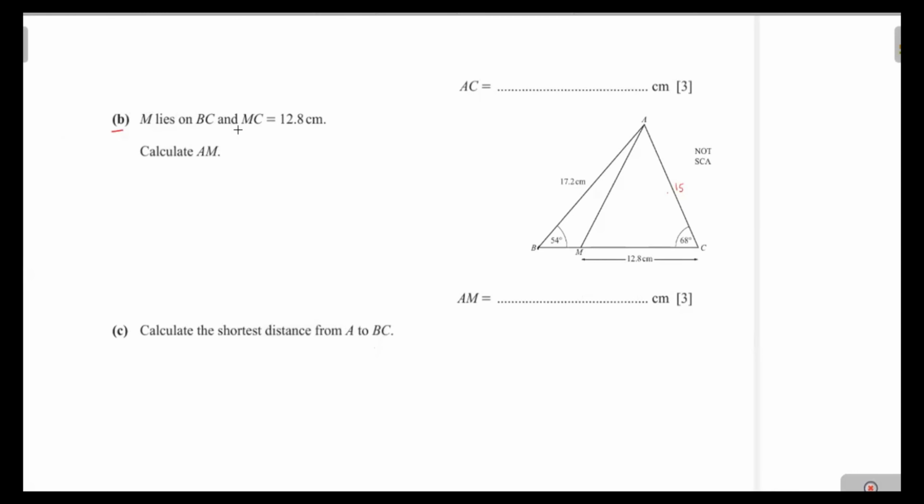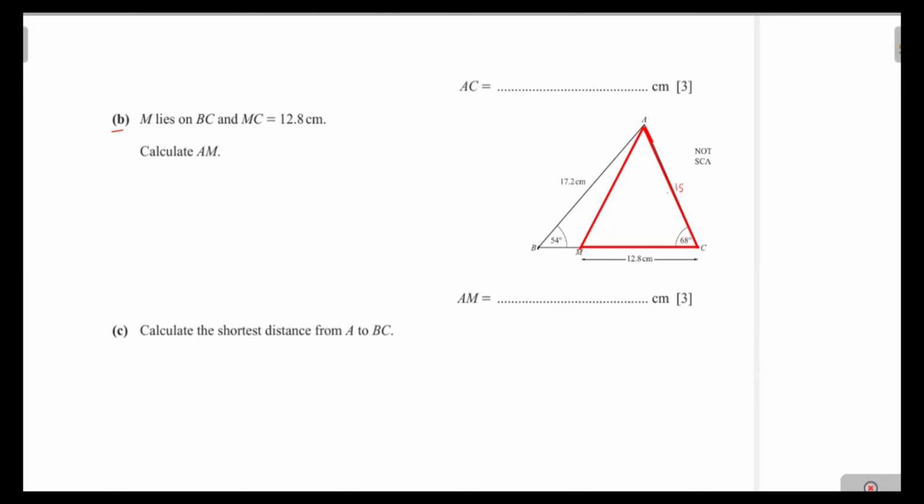Part B, M lies on BC and MC equal to 12.8, calculate AM. This is the length AM. For this length AM, we take the triangle AMC. In this triangle, two sides AC and MC are given and the angle between them is also given. The opposite side of this angle is AM. We can calculate using the cosine rule.